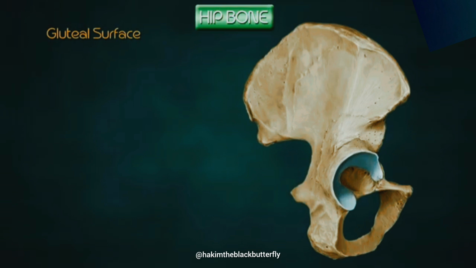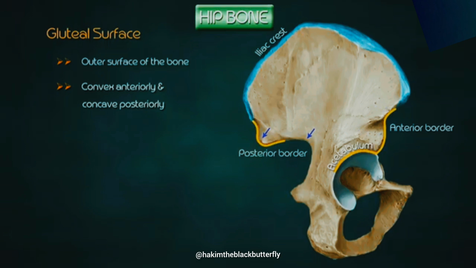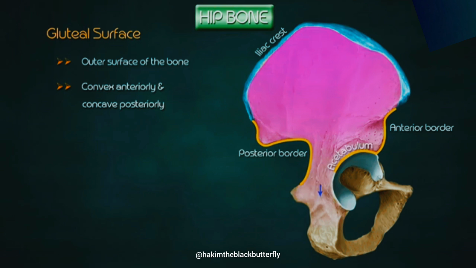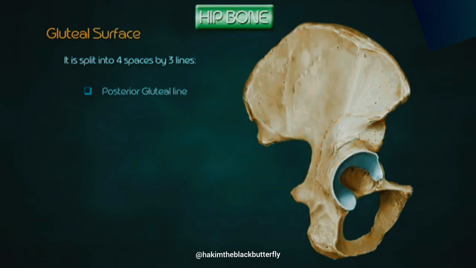Gluteal surface. It is the outer surface of the bone. It is convex anteriorly and concave posteriorly. This surface is bounded above by the iliac crest, below by the upper border of acetabulum, in front by the anterior border, and behind by the posterior border. It becomes continuous with the posterior surface of the ischium behind the acetabulum. It is split into 4 spaces by 3 lines.